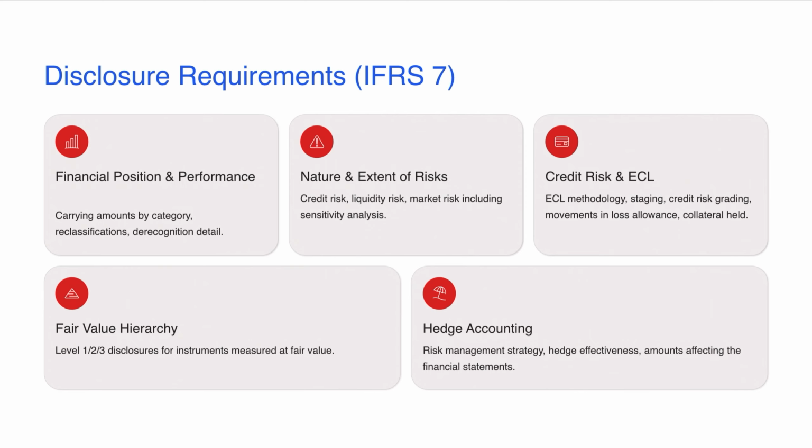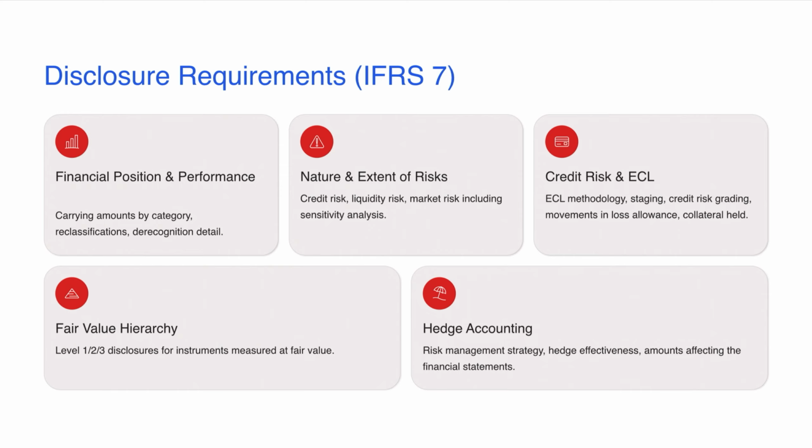IFRS 9 doesn't operate in isolation. The related disclosure requirements are primarily found in IFRS 7, Financial Instruments Disclosures. The objective is to help users understand both the financial instruments themselves and the risks arising from them. Companies disclose information about financial position and performance, including carrying amounts by category and relevant reclassifications and derecognition information.